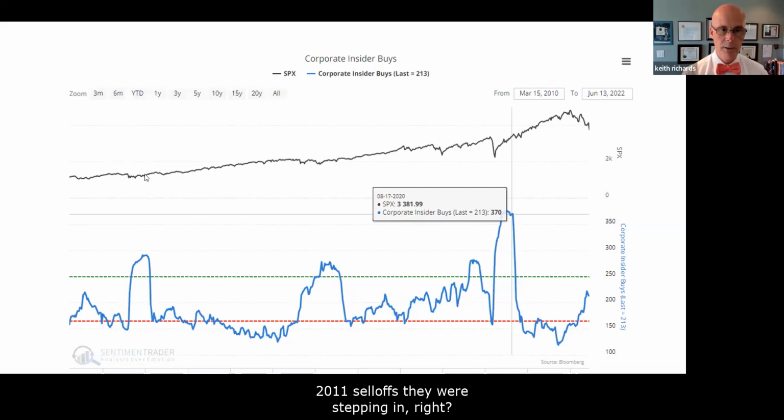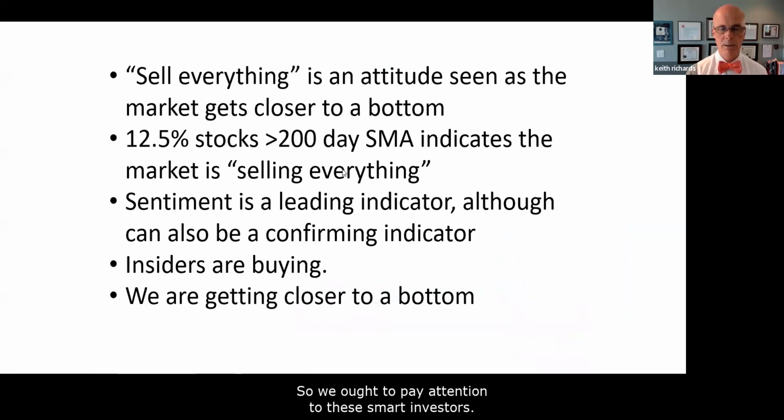Okay, 2011 sell-offs, they were stepping in, right? So we're seeing some signs that the insiders, these people that know better, they know their company's best, they see value and they're starting to buy. So we ought to pay attention to these smart investors. They're not necessarily uber accurate market timers, but the point is it's a leading indicator. And most of these things that I'm showing you today are leading indicators.